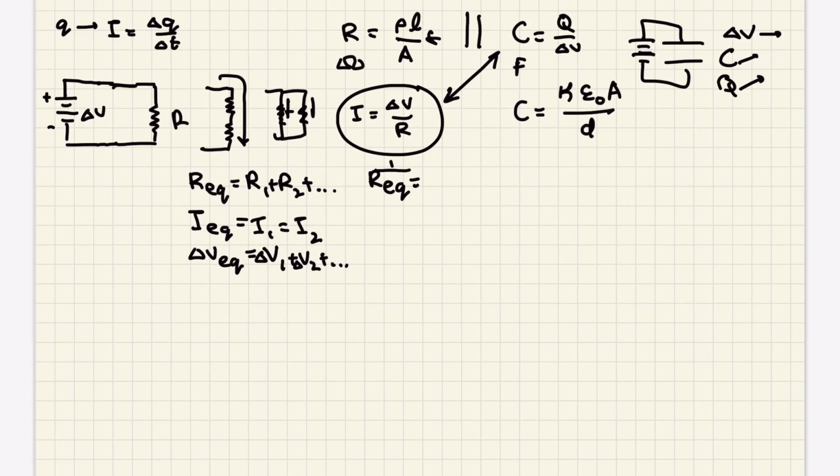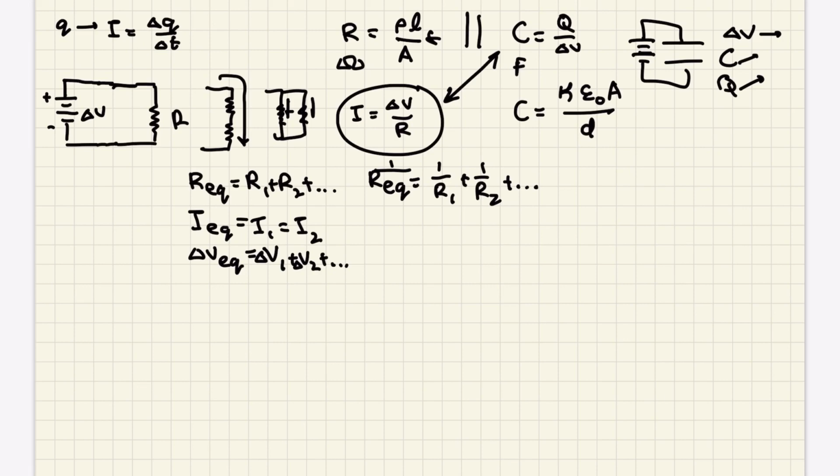Now, if it's parallel, it's going to be kind of the opposite. This R equivalent has a different formula. It's going to be 1 over R equivalent is equal to 1 over R1 plus 1 over R2 plus dot, dot, dot. You just add all the reciprocals of the resistances up, and then once you get that quantity, you just take the reciprocal of that to get R equivalent.